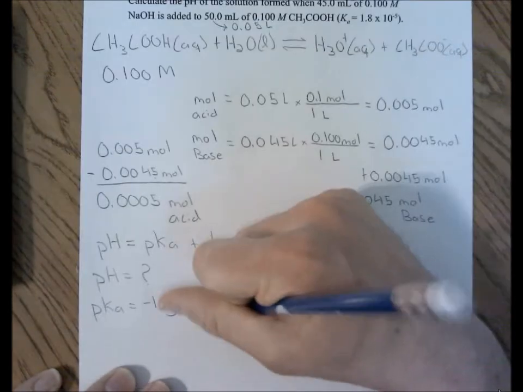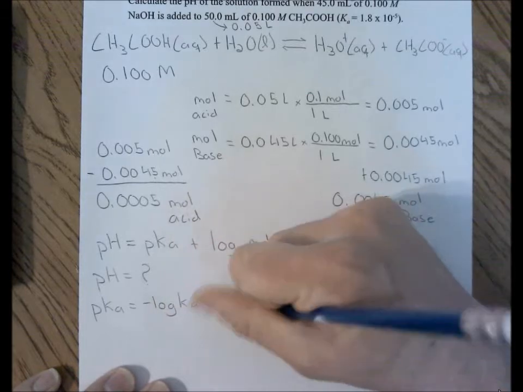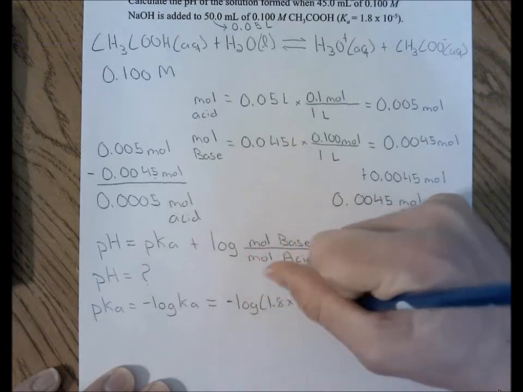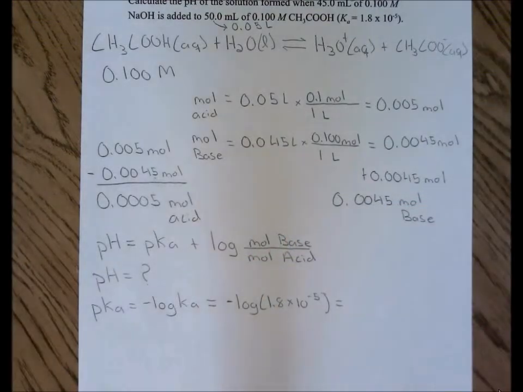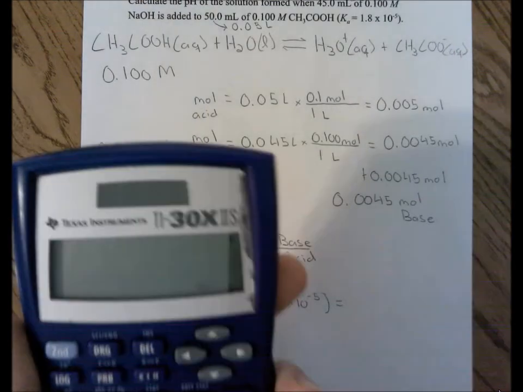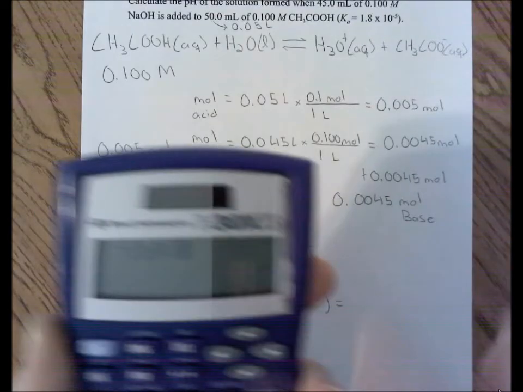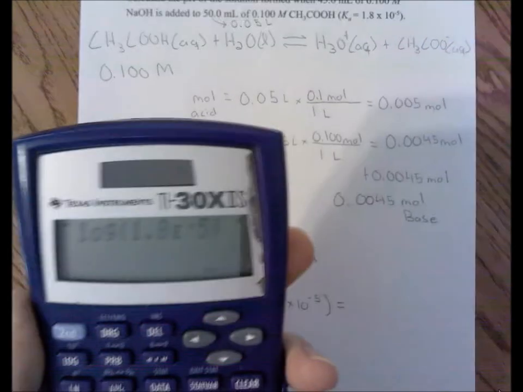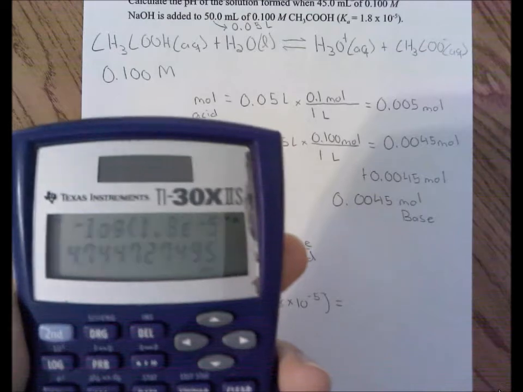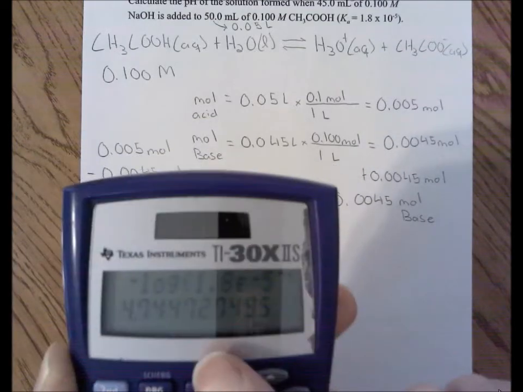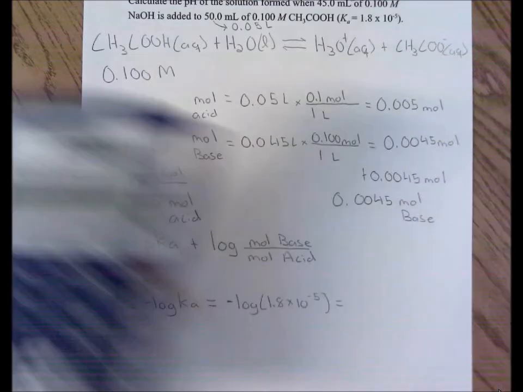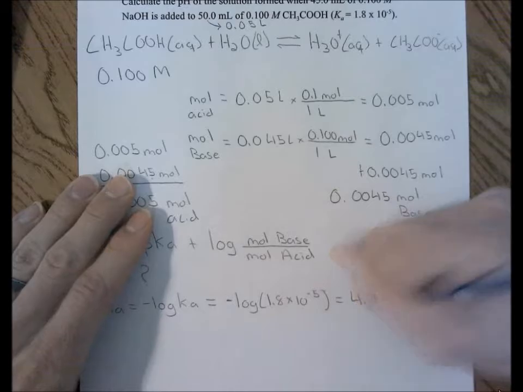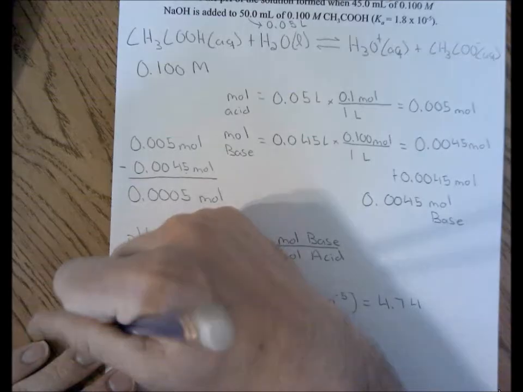So we take the negative log of 1.8 times 10 to the negative fifth, and we obtain a pKa value. Let me plug this into our calculator. Negative log of 1.8 times 10 to the negative fifth, and we press enter, and we get a pKa of 4.74. So 4.74 becomes our pKa, and then our moles of our base.